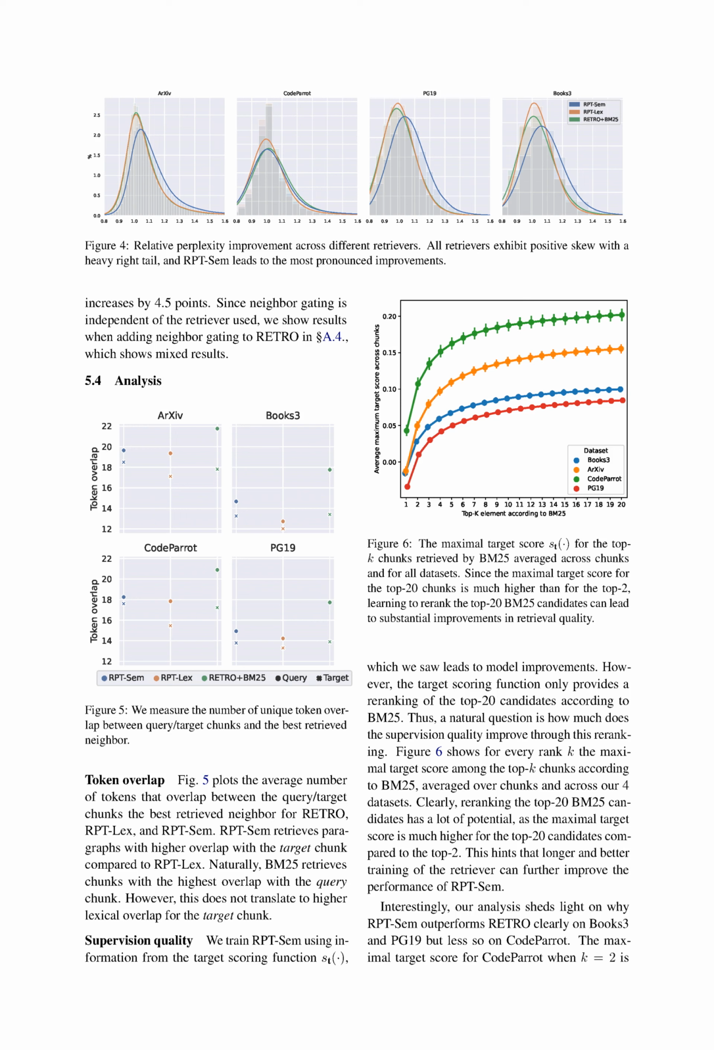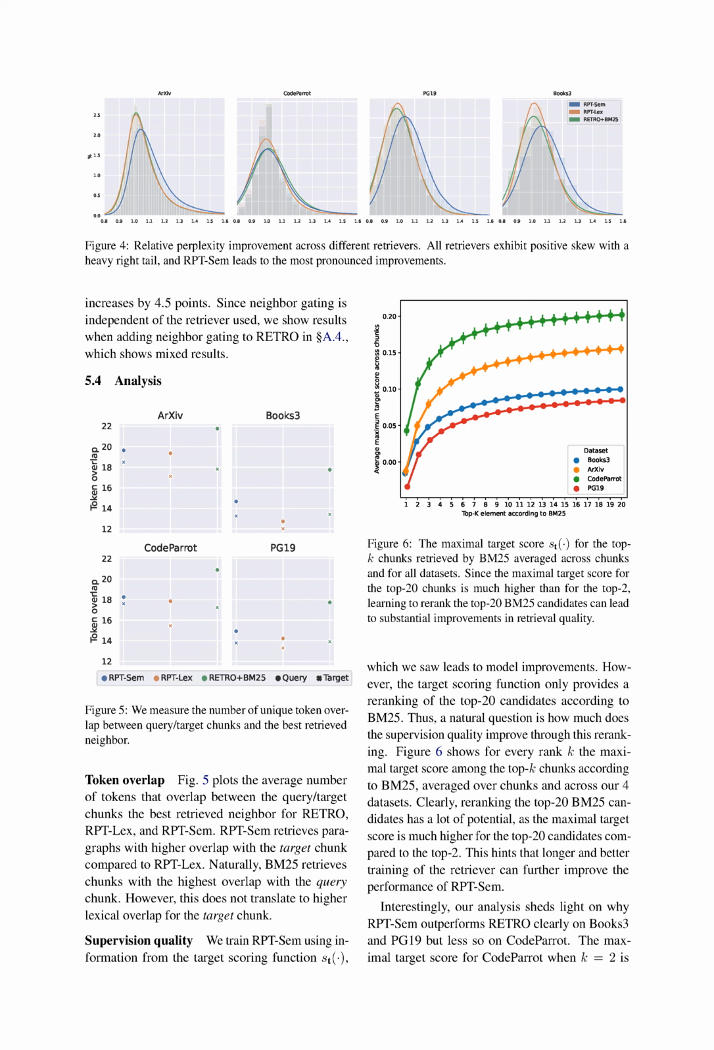Section: Supervision quality. The quality of guidance or supervision during the training of our model, RPT-Sem, significantly contributes to its enhanced performance. The training is dependent on information from the so-called target scoring function, which enables a reorganization or re-ranking of the top 20 candidates based on the BM25 ranking algorithm. This natural question arises: to what extent does this re-ranking process improve the quality of supervision?